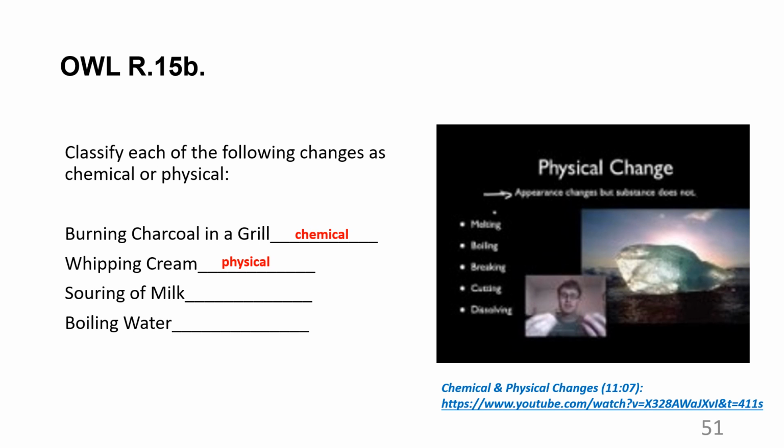Souring of milk, on the other hand, does involve a chemical change. You can tell because the sample begins to smell differently. You see lumps appearing, sometimes even bubbles forming. And so those are all signs of a chemical change.